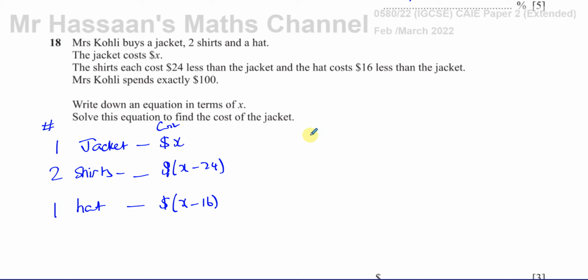So she bought one jacket, X, plus 2 shirts, so 2 times X minus 24. Each of them costs 24 less than the jacket, so there's 2 of them. Plus one hat, which was X minus 16, because there was one hat and it was $16 less than the jacket. And then she spent in total $100. So that's our equation in X. That's part 1 done.